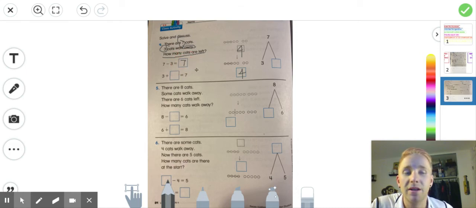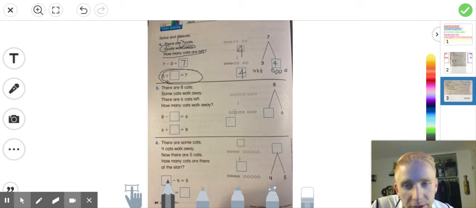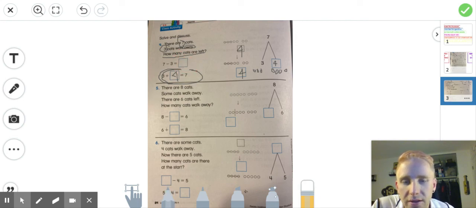Now, if I've been paying attention to my number partners and my switch partners, I should recognize something right here. I should see these numbers 3 and 4, and I wonder, if I put a 4 right here, does 3 plus 4 equal 7? Let's find out. 1, 2, 3. 1, 2, 3, 4. 1, 2, 3, 4, 5, 6, 7. It does. So 3 plus 4 also equals 7. I'm sorry, that says 7. That should say 4. Let's go ahead and erase that and fix that.